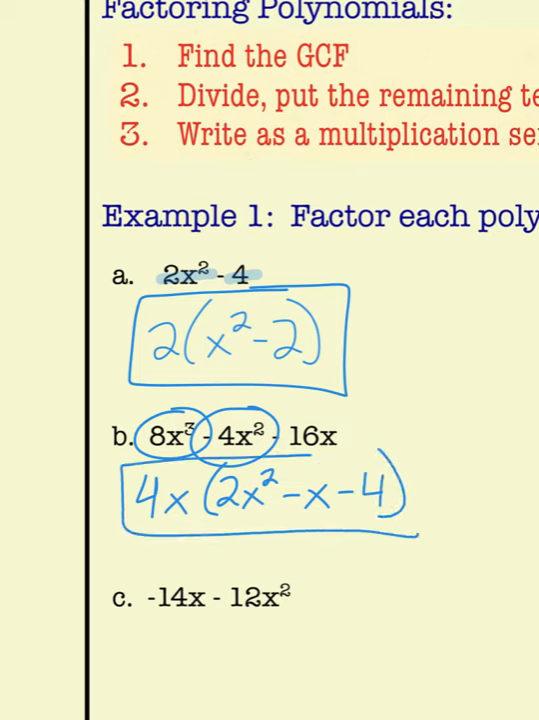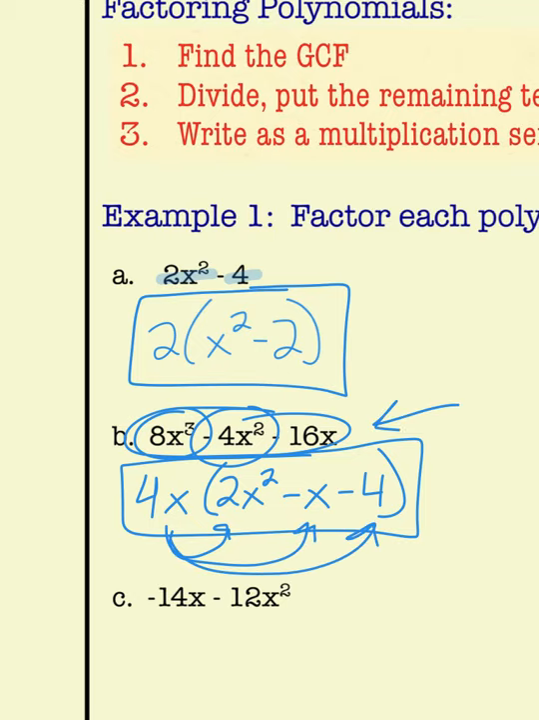So again, notice my answer is a multiplication sentence. Notice there are 3 terms here, so there are 3 terms inside the parentheses. And if I took out and multiplied this 4x by the 3 terms in the parentheses, I would end up with what I started with.